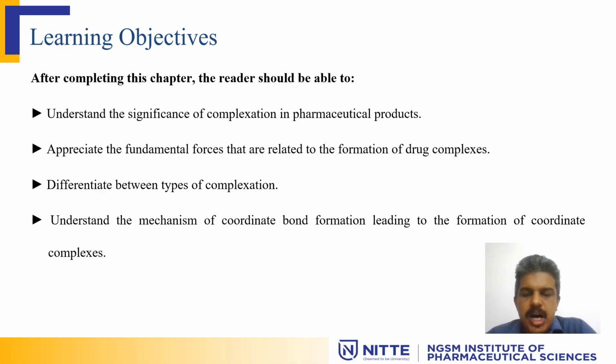See, A and B are the individual components. They react together to form complex C, and the property of complex C will vary from both A and B. So the properties of the complex will vary from the individual components A and B.